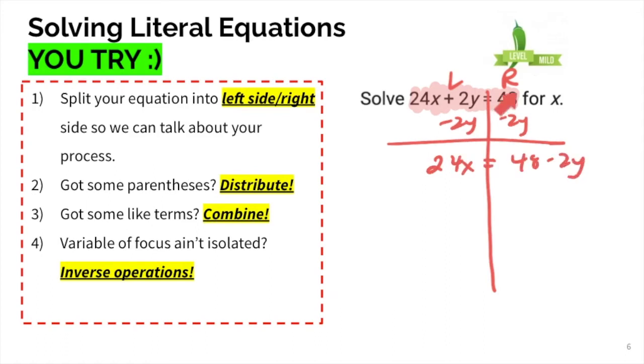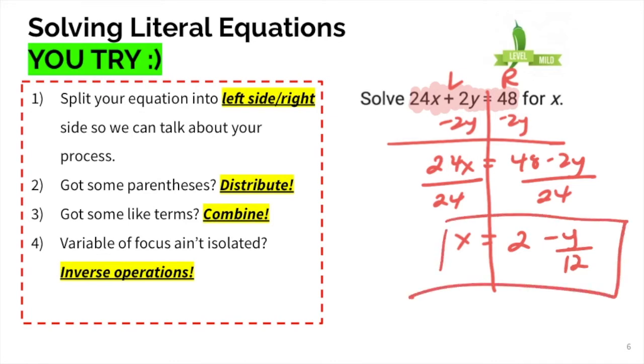And remember, I can't combine these because they're not like terms, right? This has a y, this doesn't have a y. So I know that I can't combine them. Now I just want to get rid of this 24, so I'm going to divide everything by 24. I got x equals, so this is 48 divided by 24, that's 2. This is negative 2y divided by 24, right? I know that I can simplify this by dividing out 2 in the numerator and denominator, so this is just going to be minus y over 12. And so this is going to be my literal equation solved for x.